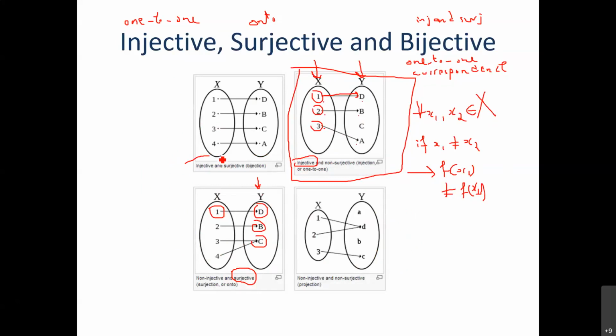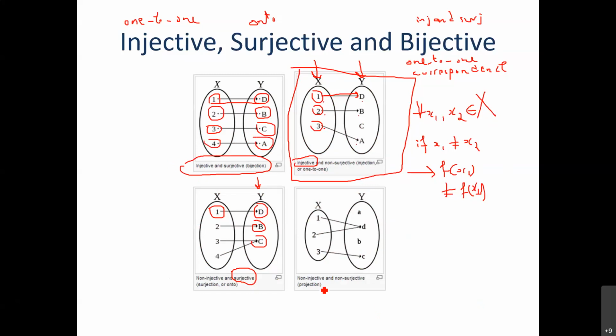Finally, when you combine both injective and surjective together, you get a bijection. You simply get this: a 1-to-1 correspondence. Each element here has exactly one element over here. They're all distinct, and you don't have any element in Y that doesn't have something pointing to it.